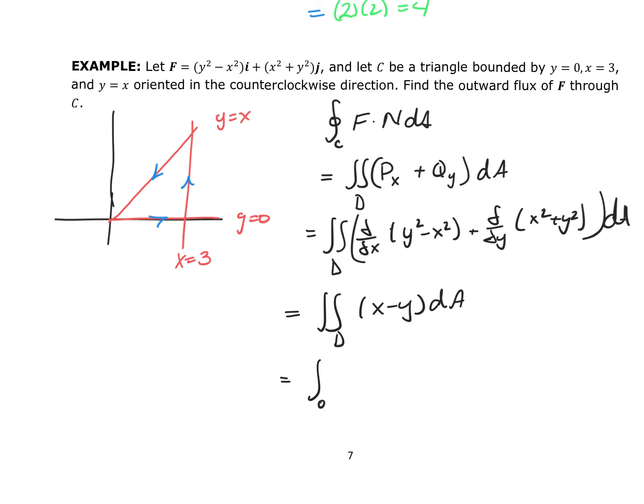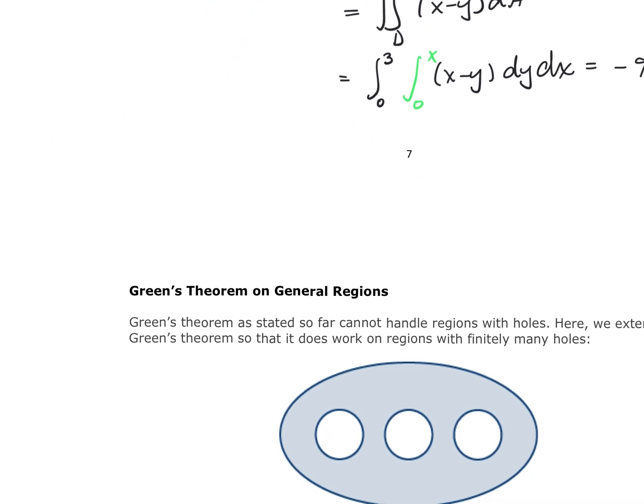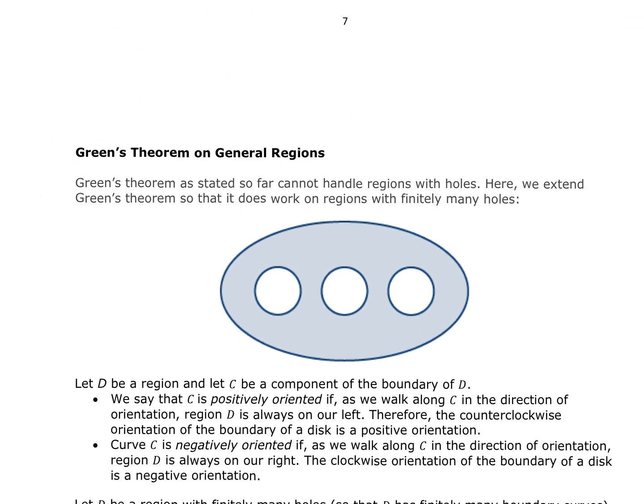So then x is going to go from 0 to 3. And then y is going to be bounded below by 0, and bounded above by the line y equals x. So it's the integral of x minus y dy dx. When I integrate it, and I'm tired and you're bored, I'm just going to tell you the answer is negative 9.